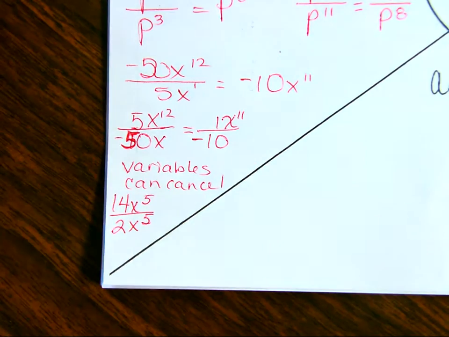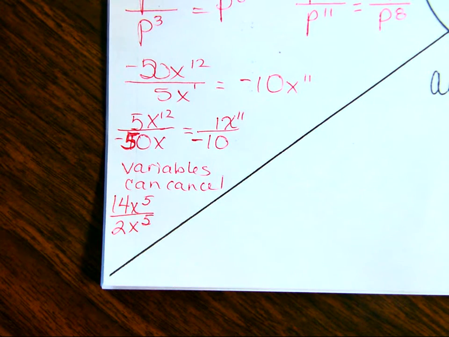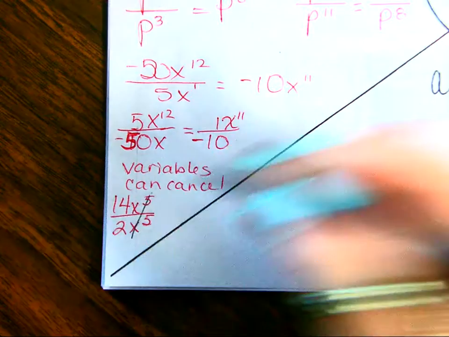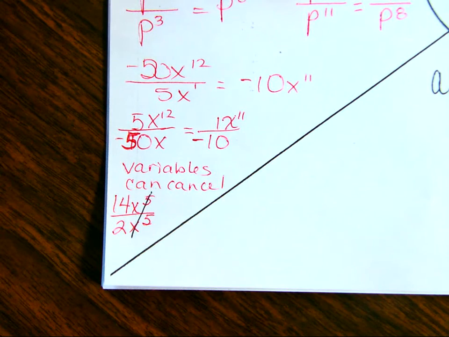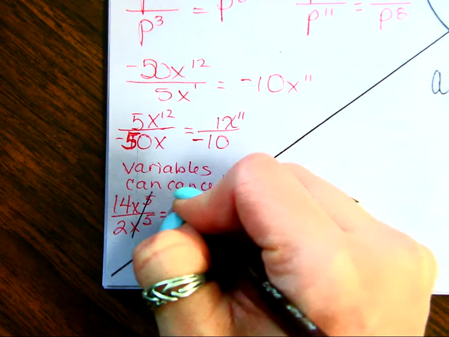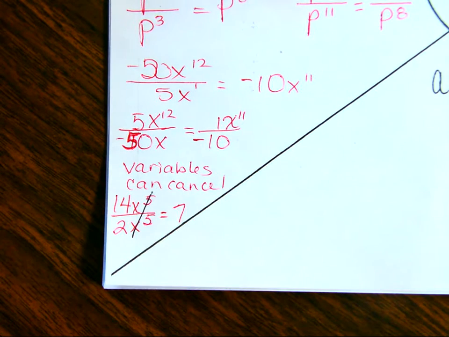So 14x to the 5th divided by 2x to the 5th. Those completely cancel. I don't need an x anywhere in my answer. My answer is just 7, right? So a little bit more going on with division. Okay, so let's remember both of those. And those are the two we learned before Easter break, right?